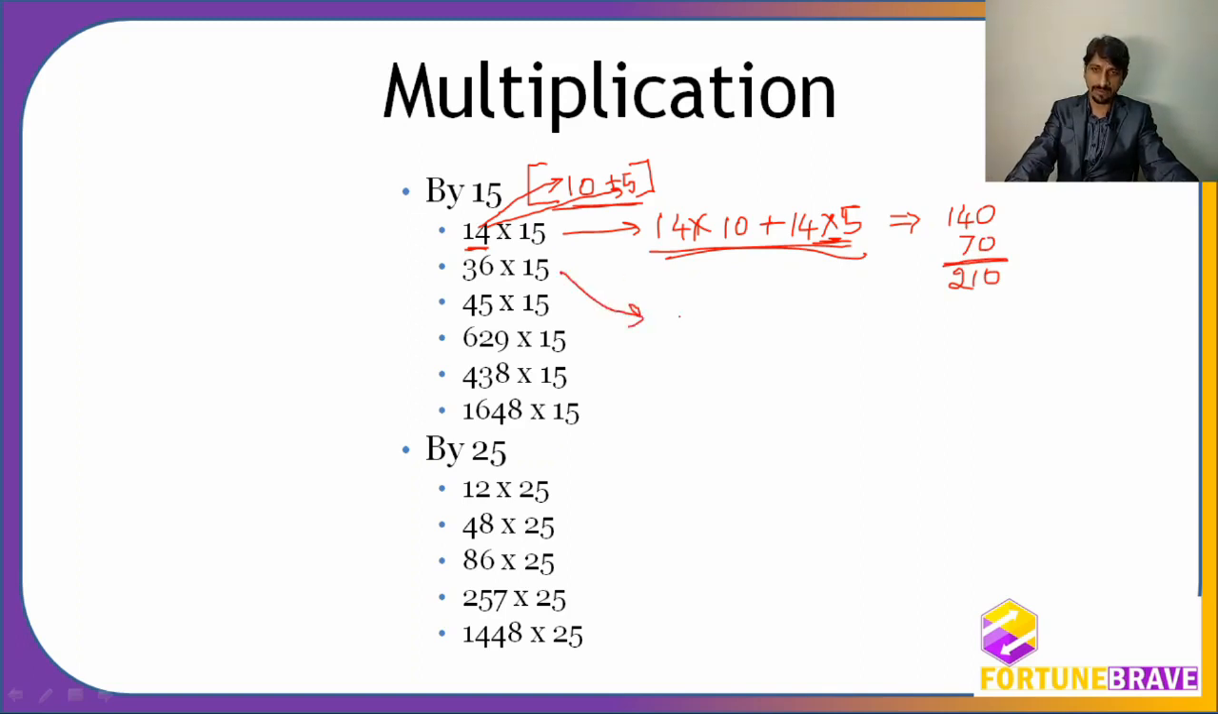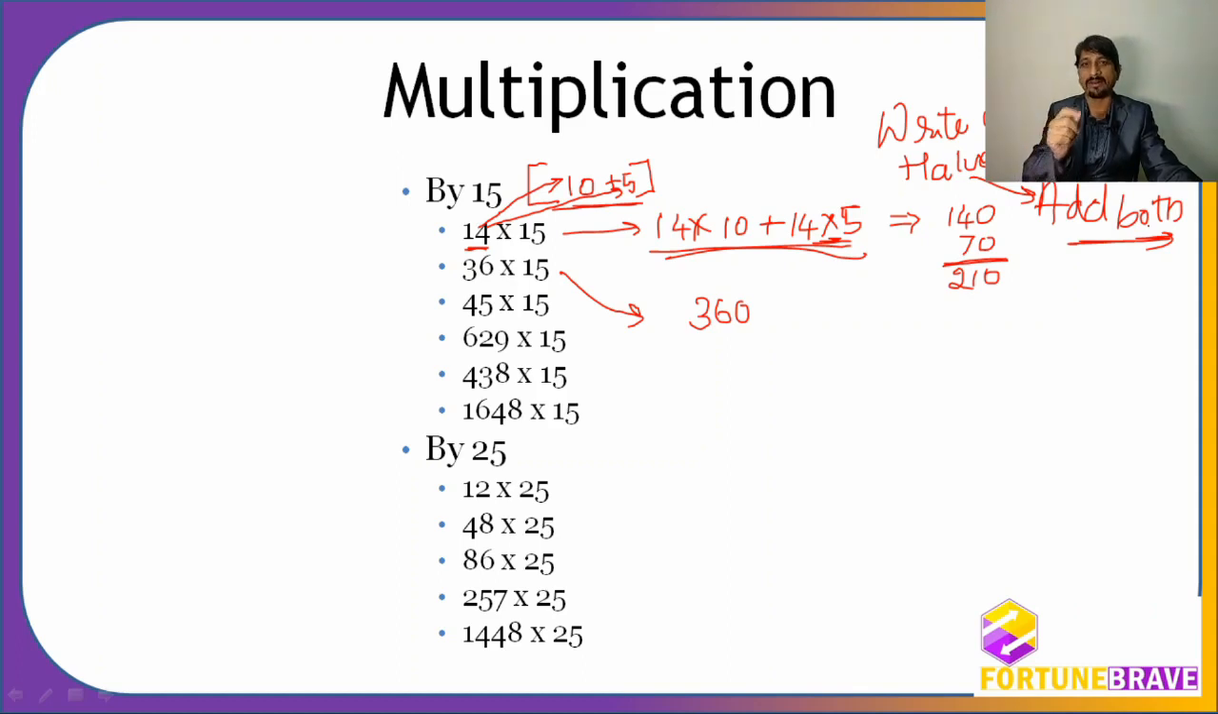So next number we'll take. The method is what? Write a 0, halve it, then add both. Write this down. These are very important. Write it down. Write a 0, halve it, add both.